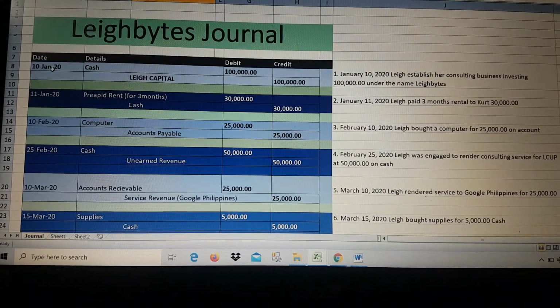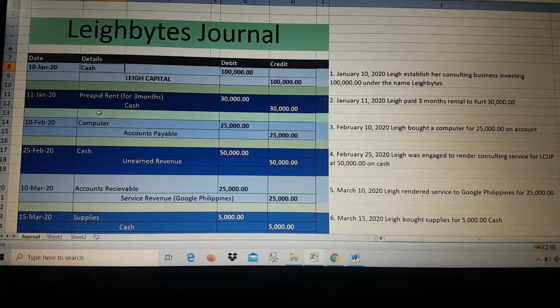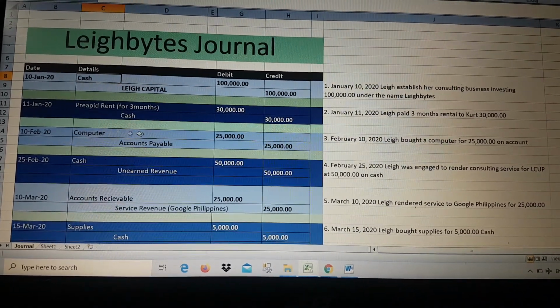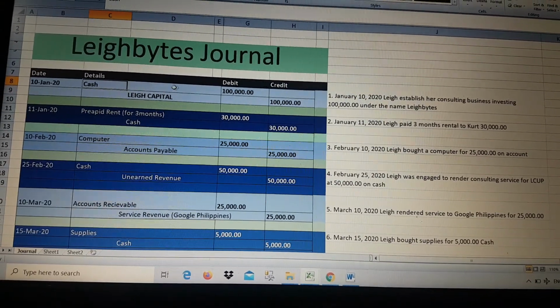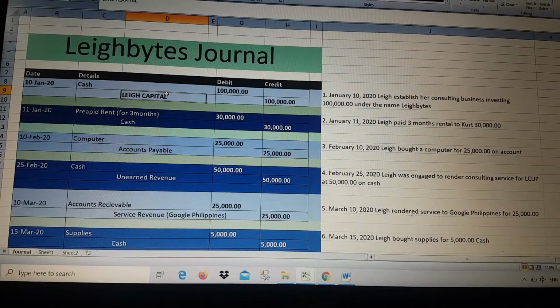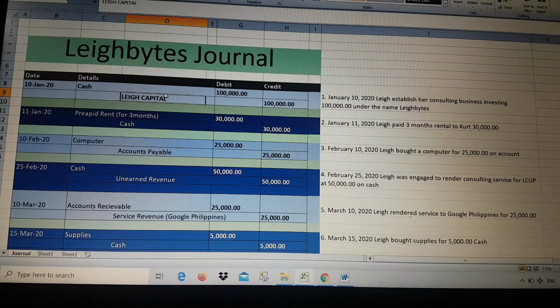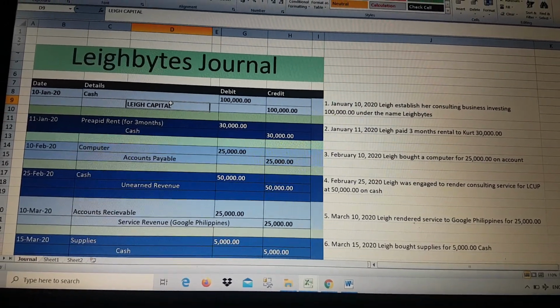In what date? January 10, 2020. So we debit cash because that's what the business received and it's an asset, so therefore it's a debit account. Then to whom does the business now become liable? To the owner, which is our Lei capital. And as we said in our previous video, equity and capital have a normal balance in credit. So we also have 100,000.